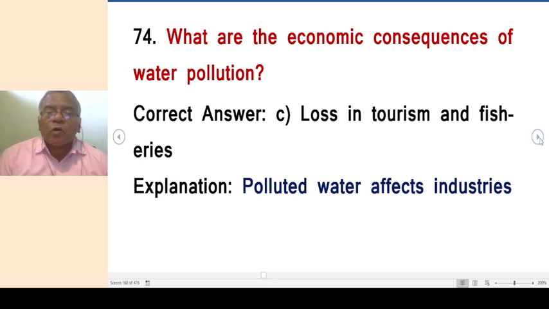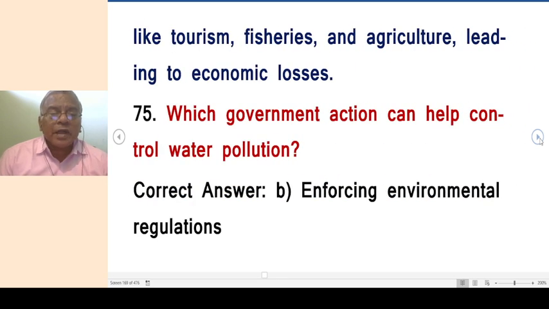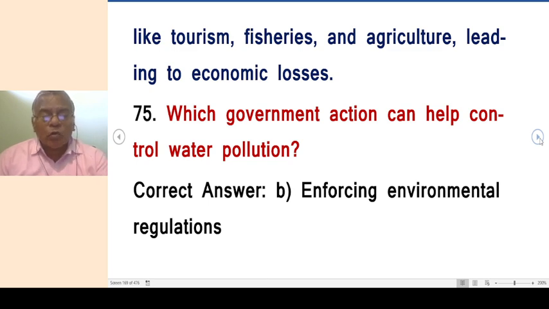What are the economic consequences of water pollution? Loss in tourism and fisheries. Polluted water affects industries like tourism, fisheries, and agriculture, leading to economic losses.